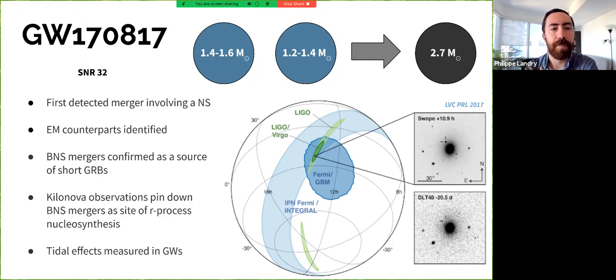So of course, there's the first binary neutron star merger observation, GW170817, that saw 2 neutron stars of canonical mass, about 1.4 solar masses, merge and form a black hole. This was observed with an electromagnetic counterpart. It confirmed that BNS mergers are a site for short GRBs. The kilonova observations confirmed that our process elements can be made in binary neutron star mergers. And of particular relevance for this talk, there was a measurement of the tidal deformability lambda for the 2 neutron stars.